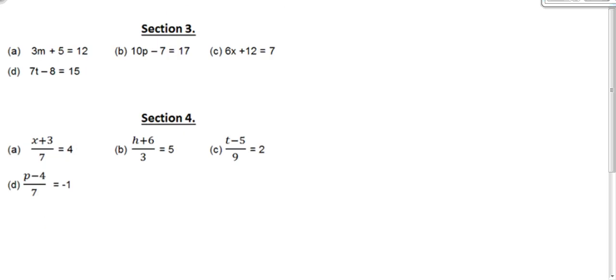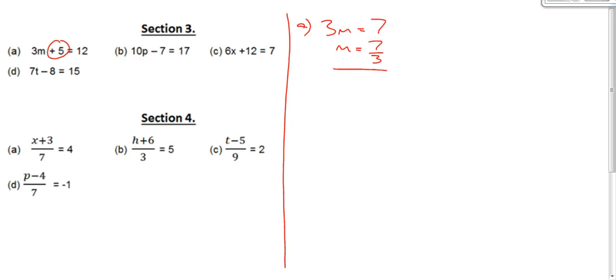Okay, moving on now to section 3. So these ones, they look pretty simple to start off with, but if we have a look at question A here, we get rid of the plus 5 just like we did in the previous questions. So we've got 3m equal, if you take away 5, it's going to be 7. And I think that we noticed just with the question I accidentally put into the previous section, 3 doesn't go into 7. So what we do is we just leave it as 7 over 3. And we can just leave it like that. We don't need to cancel it down or put it as a mixed fraction or a mixed number.